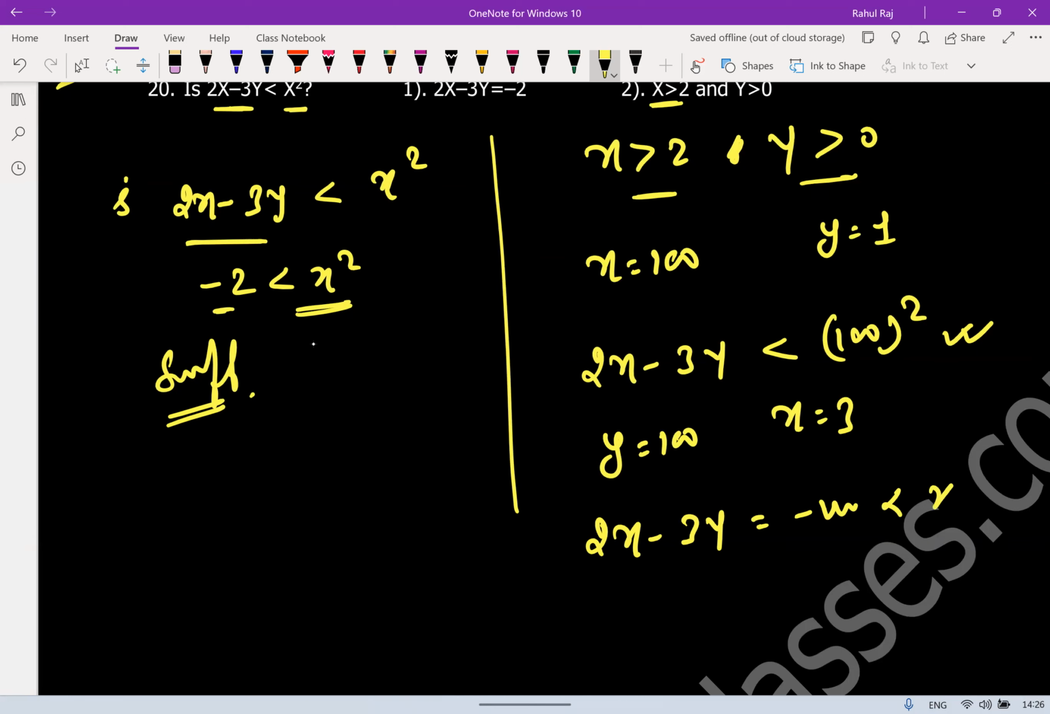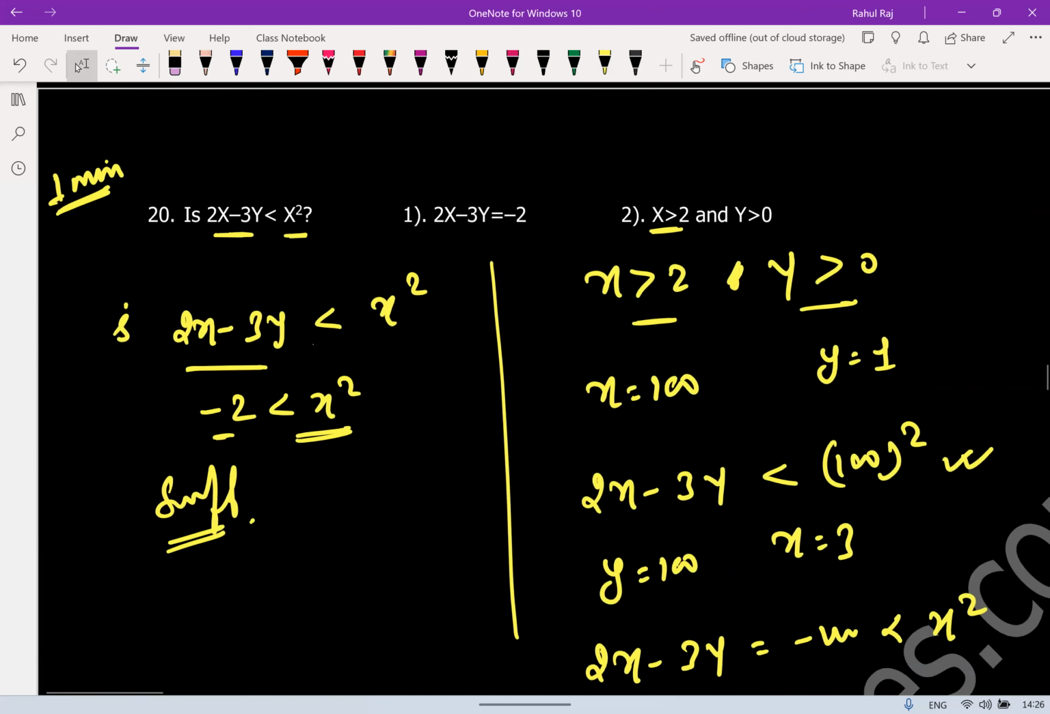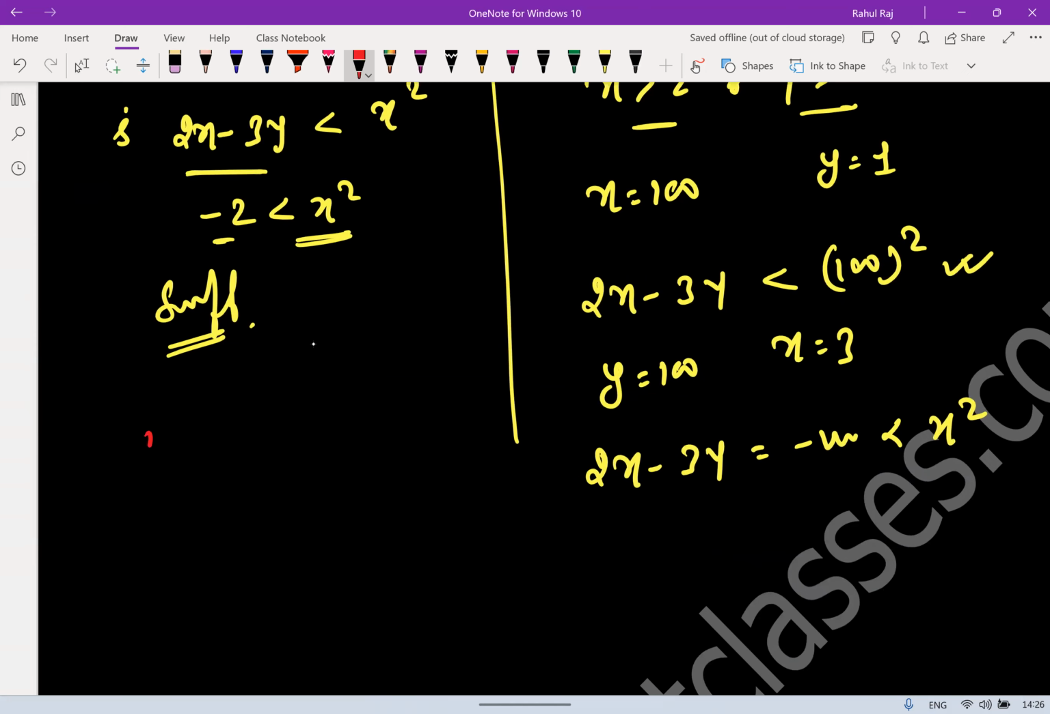And negative value is always less than x square. So you take any value that satisfies this statement. You will see that 2x minus 3y is always less than x square. A bit, how do you generalize it? You can learn in this way. Imagine this is 2x minus 3y. If you take value of y more than value of x, simple, straightforward logic, you will get a negative value.